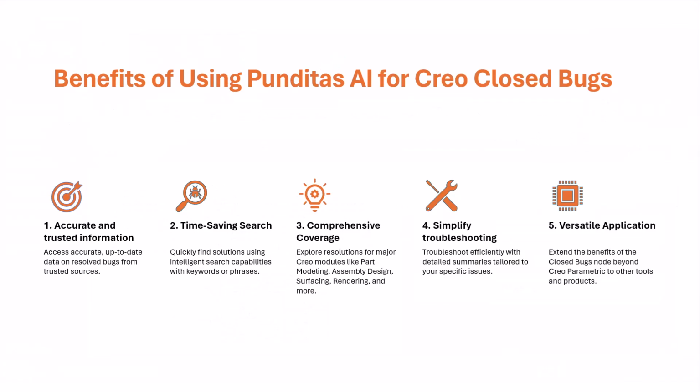Streamline your workflow with Punditas AI for Creo closed bugs. Access accurate and trusted information on resolved issues while saving valuable time through its intelligent search capabilities. Covering everything from part modeling to manufacturing, it provides in-depth insights across all major Creo modules. Designed to simplify troubleshooting, Punditas AI ensures you spend less time searching and more time focusing on your work. Experience a smarter way to stay ahead with Punditas AI.